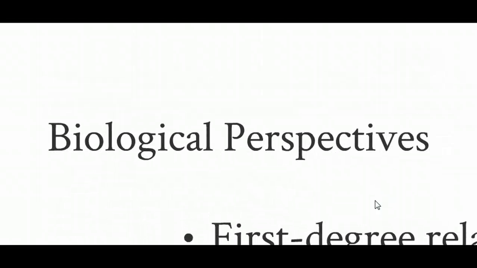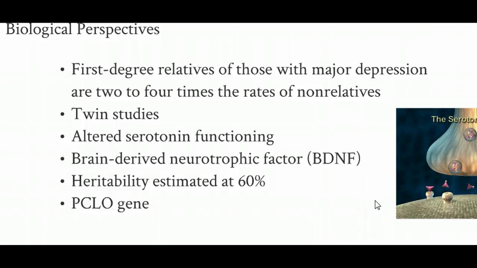So there are lots of different theories and treatments for mood disorders. The first thing that I want to talk about is a biological perspective. If we look at genetics, first degree relatives of those with major depression are 2 to 4 times more likely to have depression compared to non-relatives. If we look at twin studies, we can see a strong genetic component, but that's not it. There's something else. So there's some sort of environmental factor that plays a role as well.